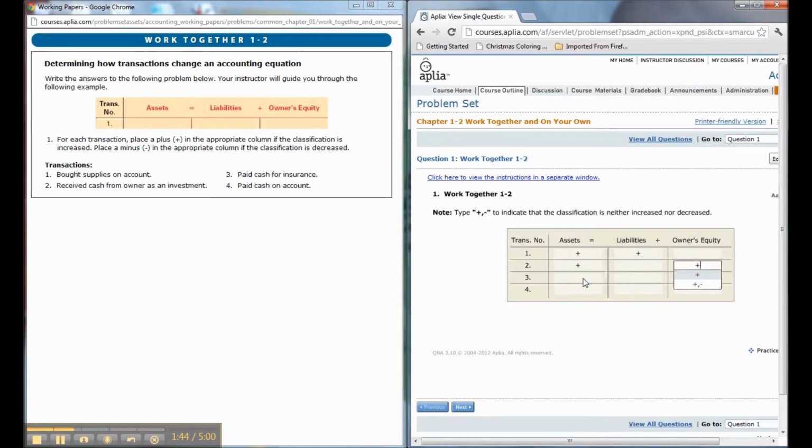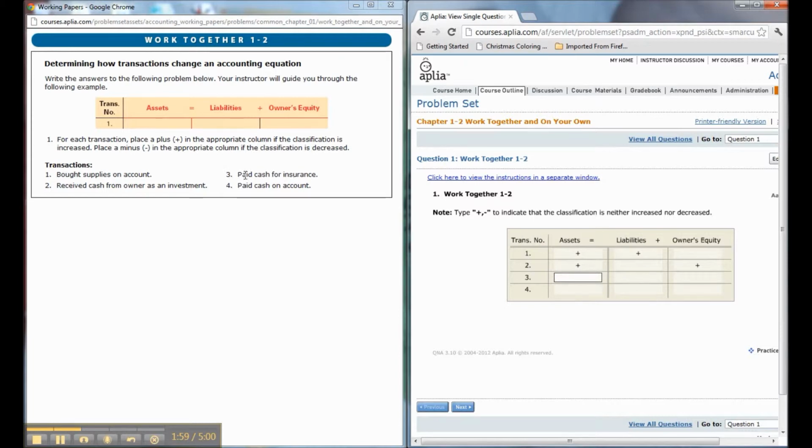All right, again, do assets equal liabilities plus owner's equity? My assets are increasing. If I go over the equal sign, that means something over here should increase, and my owner's equity does.